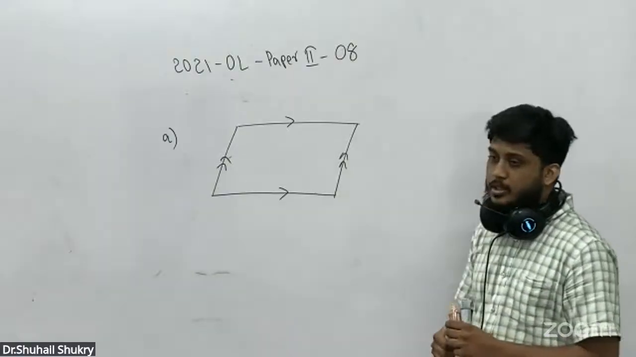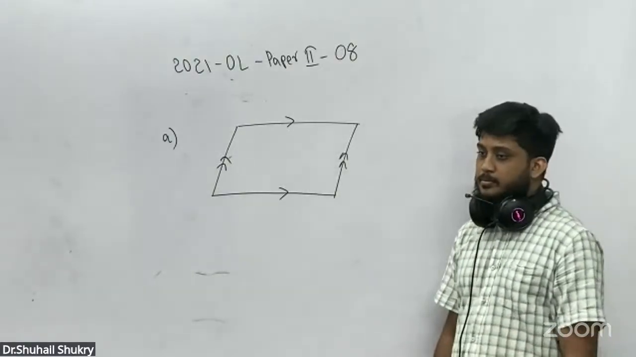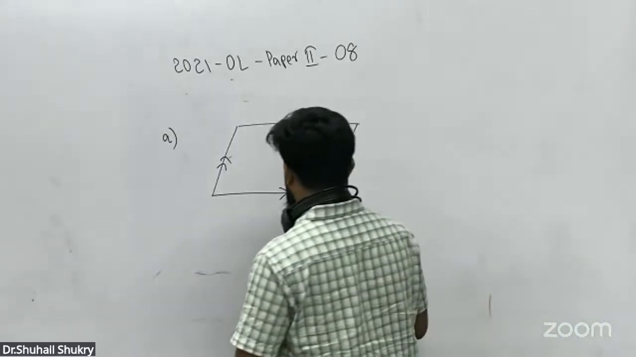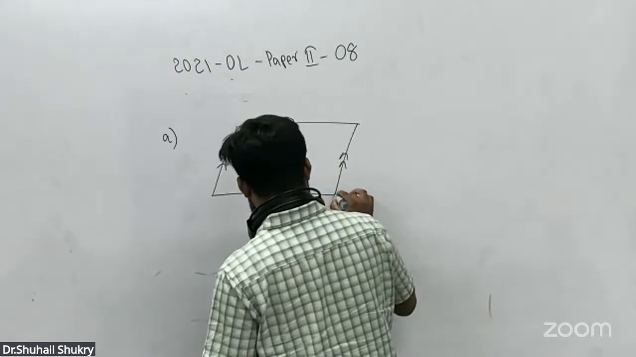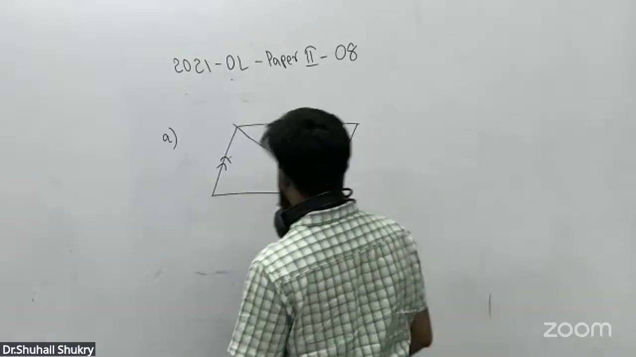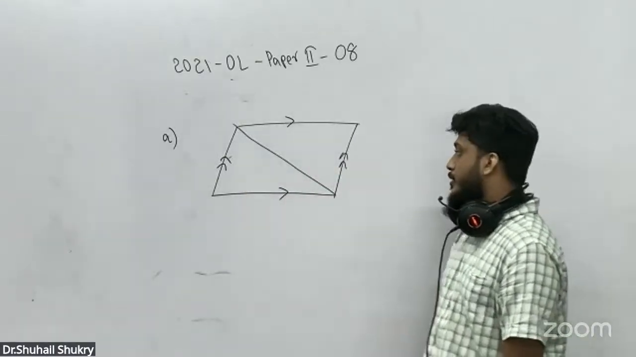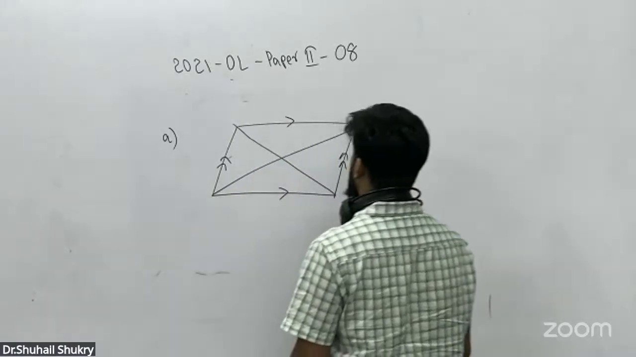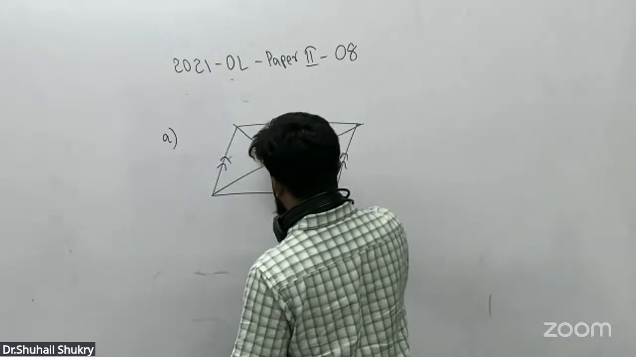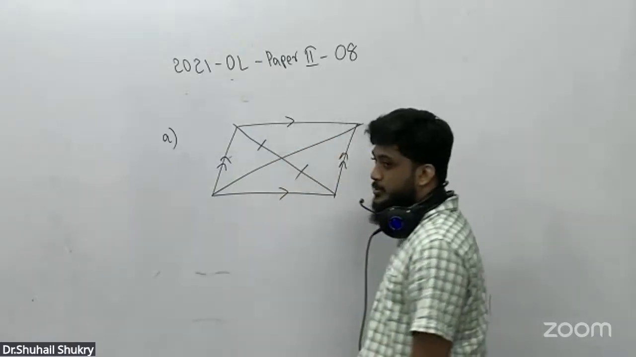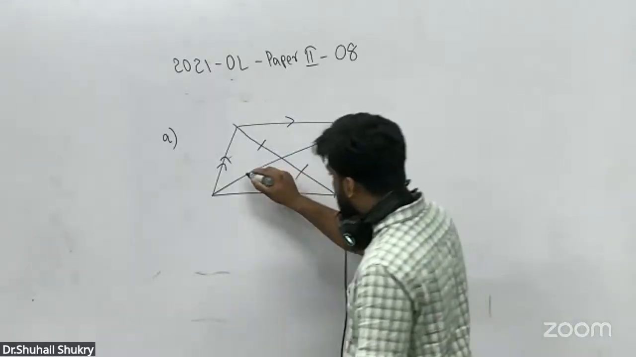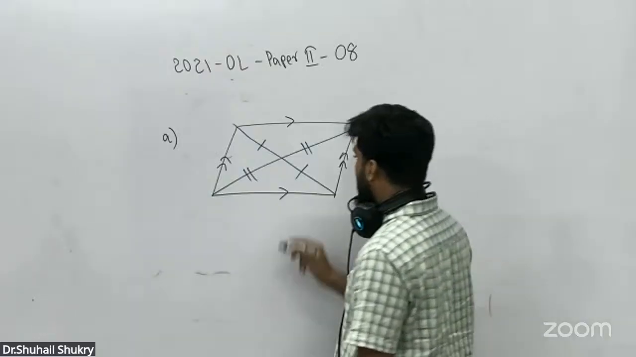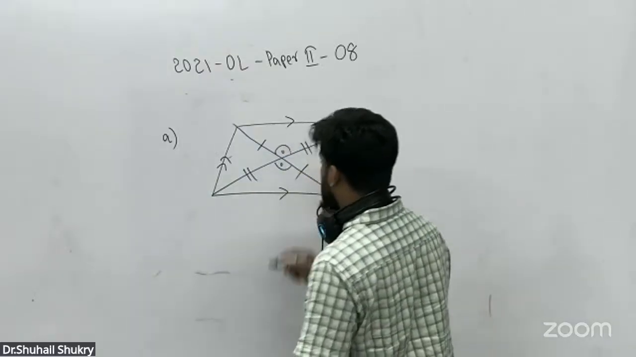Now, how to prove that these opposite sides are equal? Tell me. First, the best thing is, you can join this. You can create a diagonal like this. Even you can create another diagonal also. You can create 2 diagonals. For these 2 diagonals, there is a theorem: diagonals bisect each other, this side is equal to this side. And you can prove that this angle is equal to this angle.